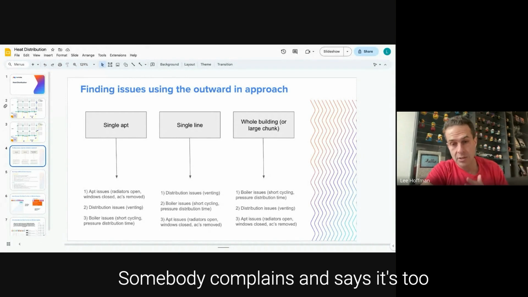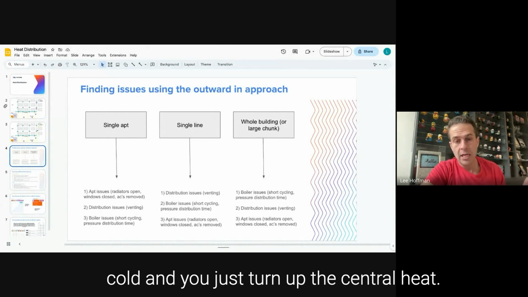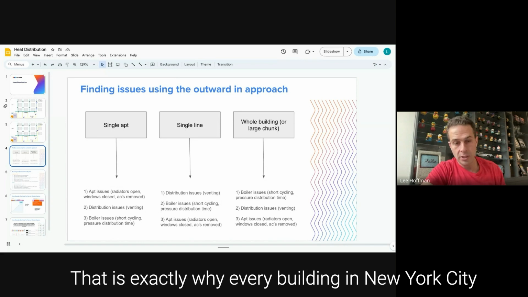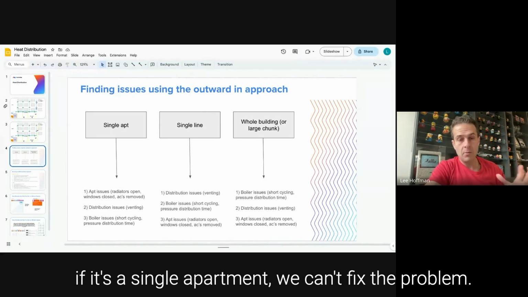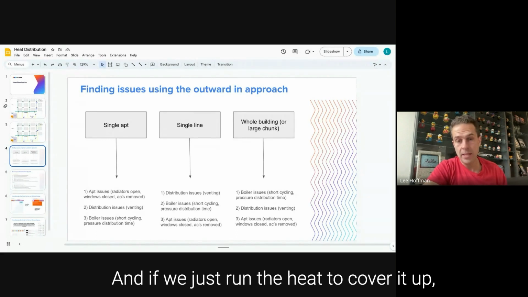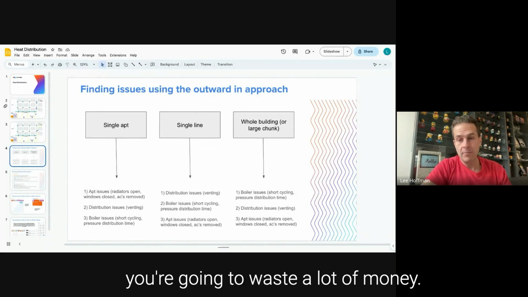Somebody complains and says it's too cold, and you just turn up the central heat. That is exactly why every building in New York City runs at like 79 or 80 degrees: we don't know if it's a single apartment. We can't fix the problem. And if we just run the heat to cover it up, you're going to waste a ton of money.